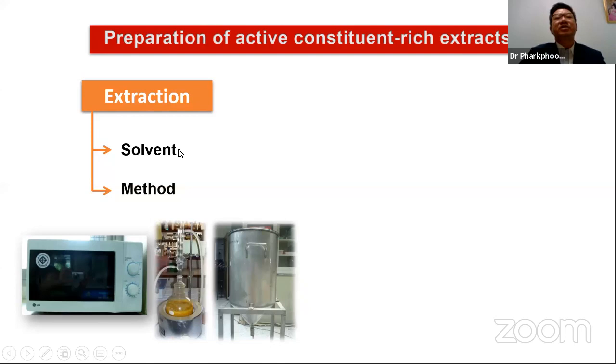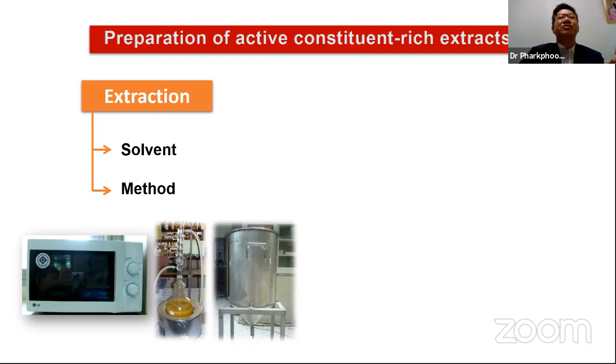For the solvent, there is a general rule for extraction. We usually use the rule "like dissolves like". It means that if you would like to extract a polar compound, you should use a polar solvent, because the polar compound will be very easy to dissolve in a polar solvent. Or in contrast, if you would like to extract a nonpolar compound, you should use a nonpolar solvent. This is the general rule for extraction.